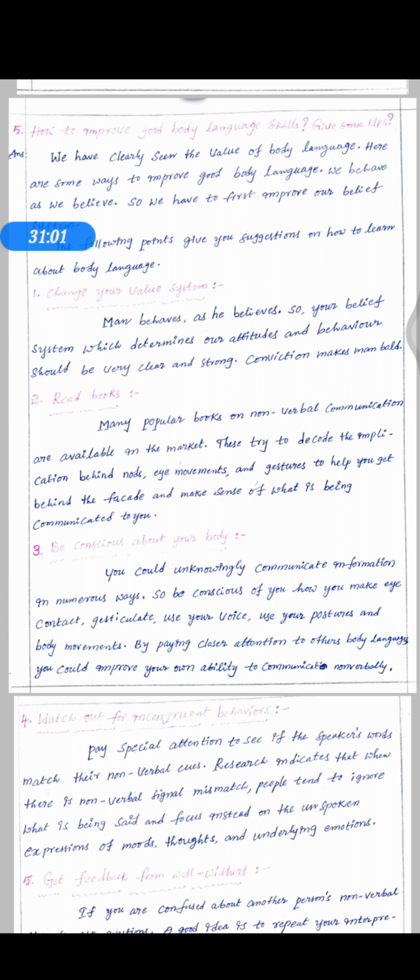The third one is be conscious about your body. You could unknowingly communicate information in numerous ways. So be conscious of how you make eye contact, gesticulate, use your voice, use your approaches and body language.